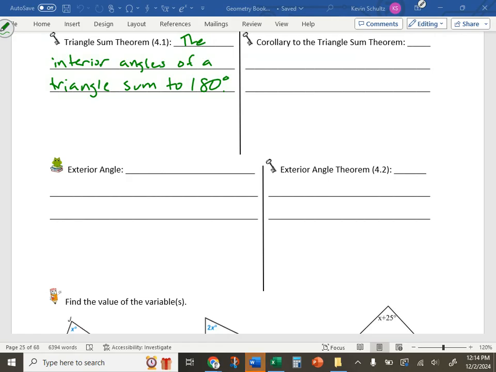Meaning that no matter what type of triangle you have, no matter how big, how small, if you've got angle 1, angle 2, and angle 3, because remember we can label angles with numbers as long as you don't put the degrees symbol there. This theorem tells us that angle 1 plus angle 2 plus angle 3 equals 180 degrees. And the measures of the three angles will sum to 180 every single time.